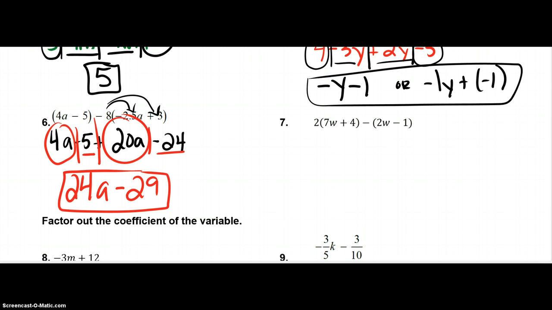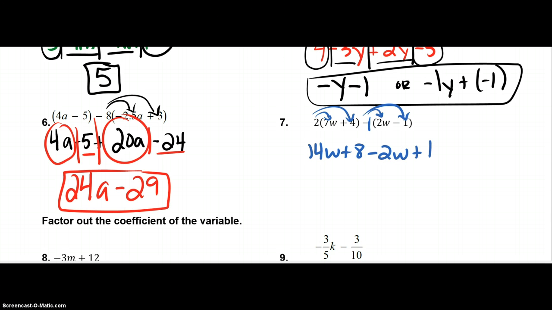Now number 7, again, we're going to distribute our 2 in the beginning here, and also this negative sign, so I'm going to add a 1 there. It's just like having a negative 1. I'm going to distribute that to both pieces inside my parentheses. So 2 times 7w is 14w plus 8 minus 2w plus 1.